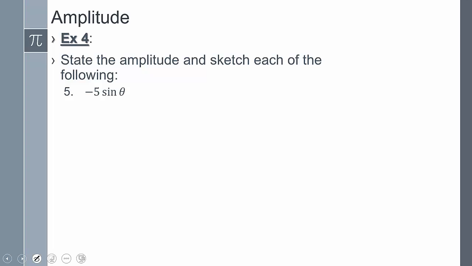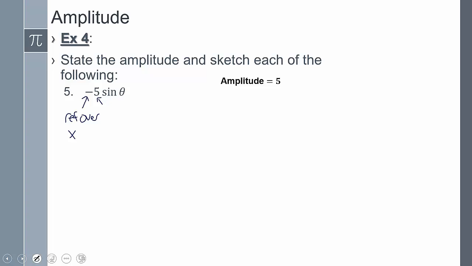Now here's a tricky thing. Amplitude can't be negative. The distance of something cannot be negative. So even though this says -5, we need to do two things. The first is that negative means a reflection over the x-axis. And then that 5 tells me my amplitude is 5. So the negative, we have to separate it.